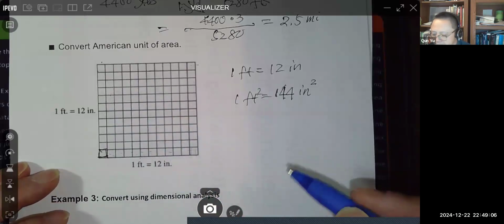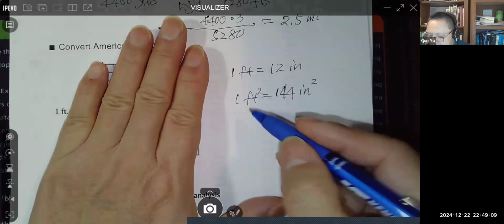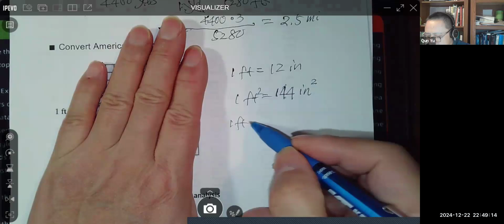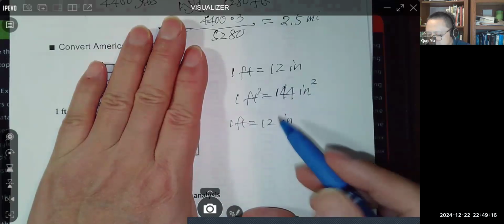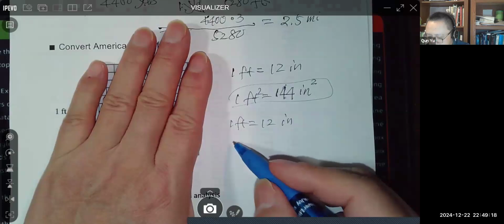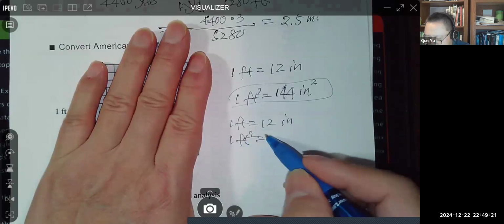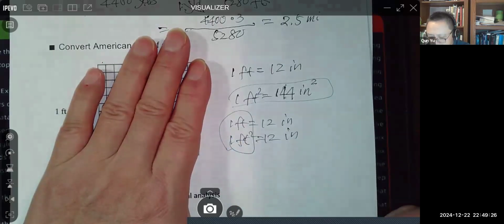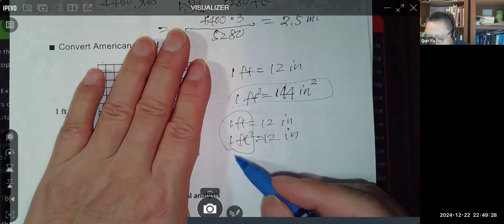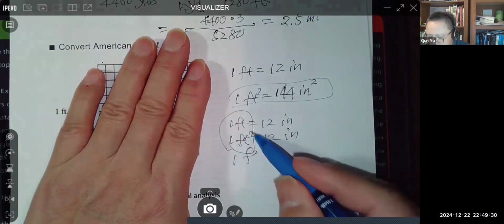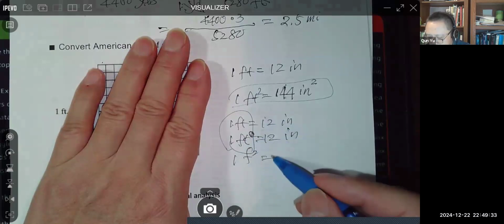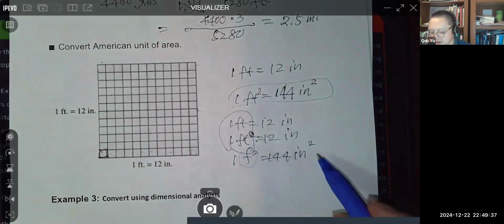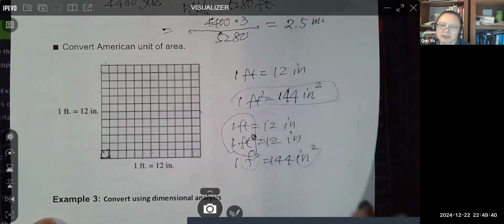It's very easy. So pretending we don't have this, and you already know 1 foot equals 12 inches, how do you come up with this? Very easy. Just have another one. Multiply them together. This is length, this is width. So 1 times 1 is 1. Foot times foot is foot square. 12 times 12 is 144. Inch times inch is inch square. So you get area units relations. Just multiply by itself.